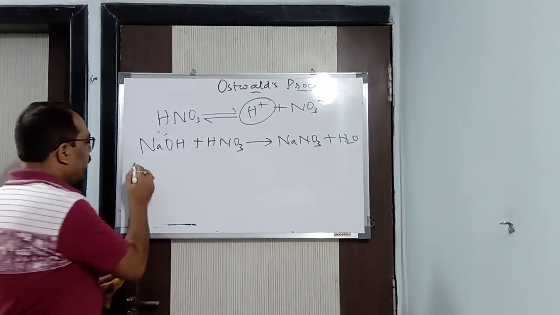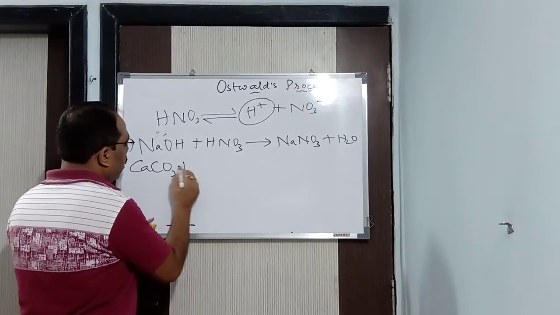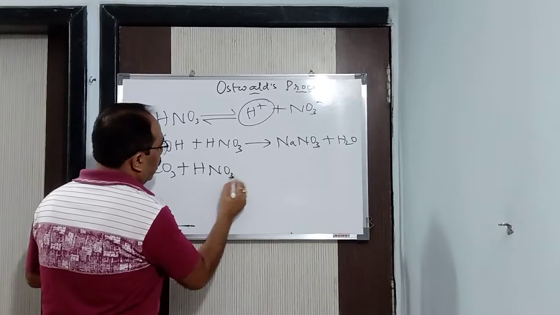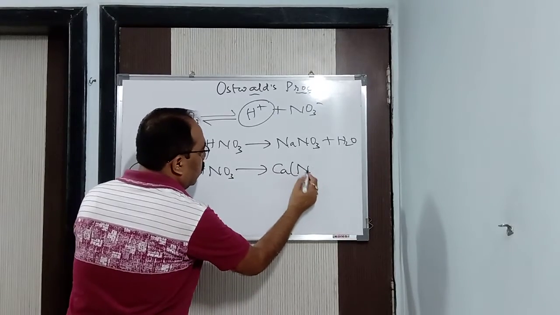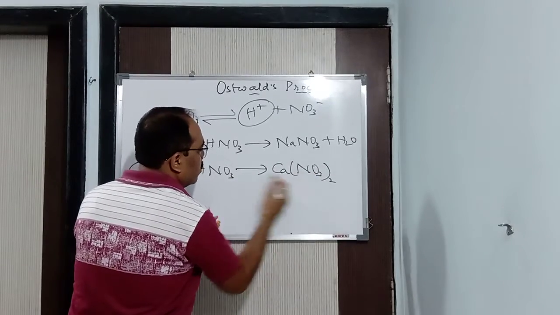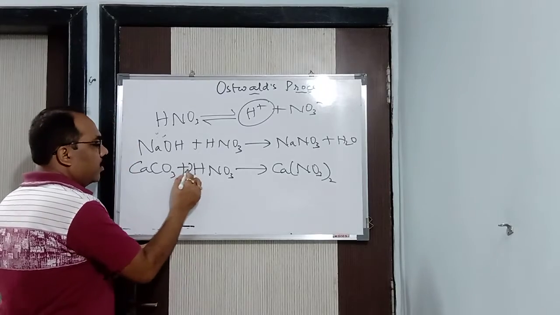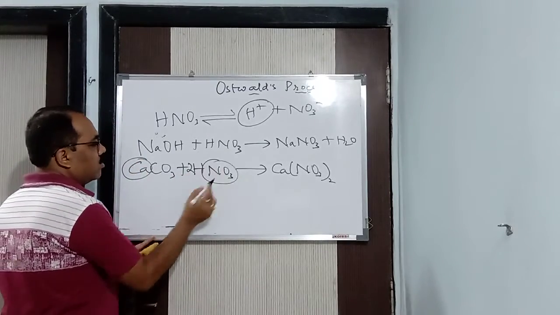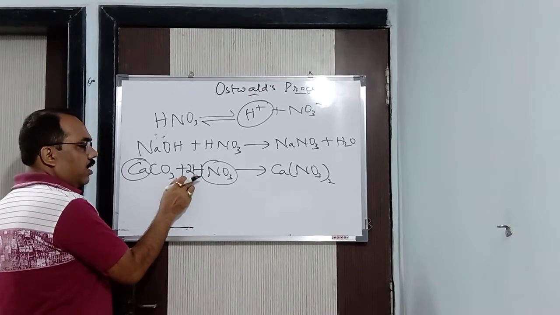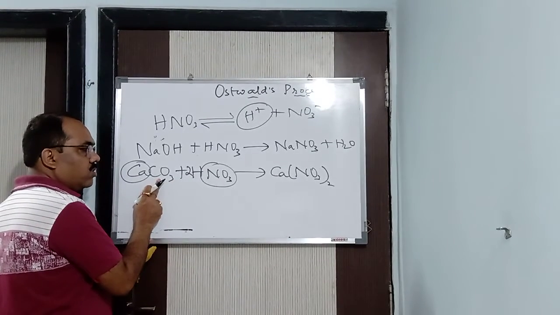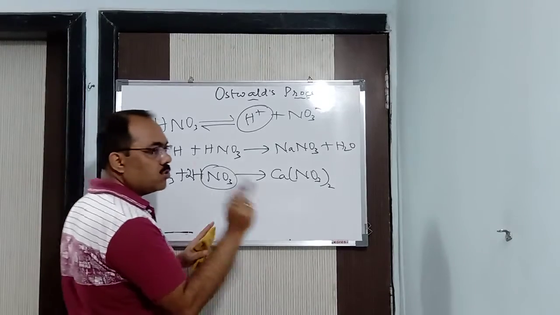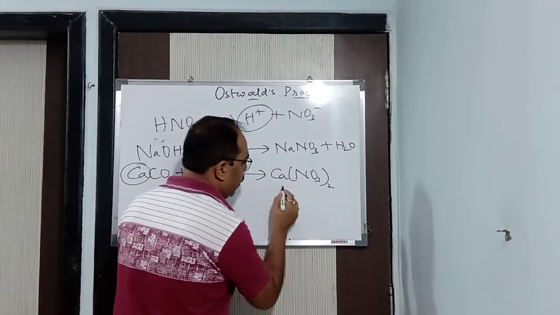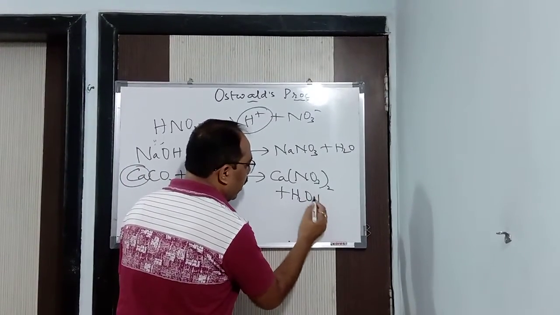Similarly, if you take calcium carbonate, CaCO3 plus HNO3, what will you get? You will get Ca(NO3)2, because calcium valence is 2, so I put 2 here. Ca is gone, NO3 is gone. What remains? 2H and CO3, so it will form H2CO3. But H2CO3, carbonic acid, is unstable. It will decompose to give you water and carbon dioxide.